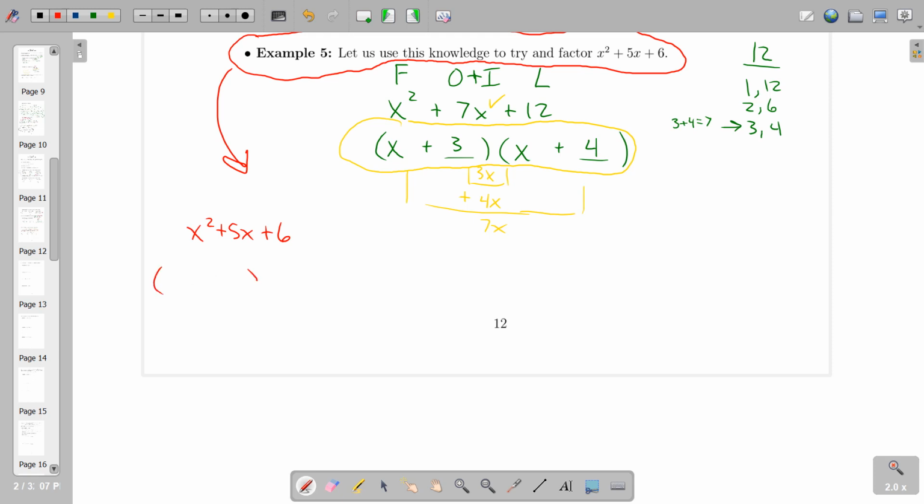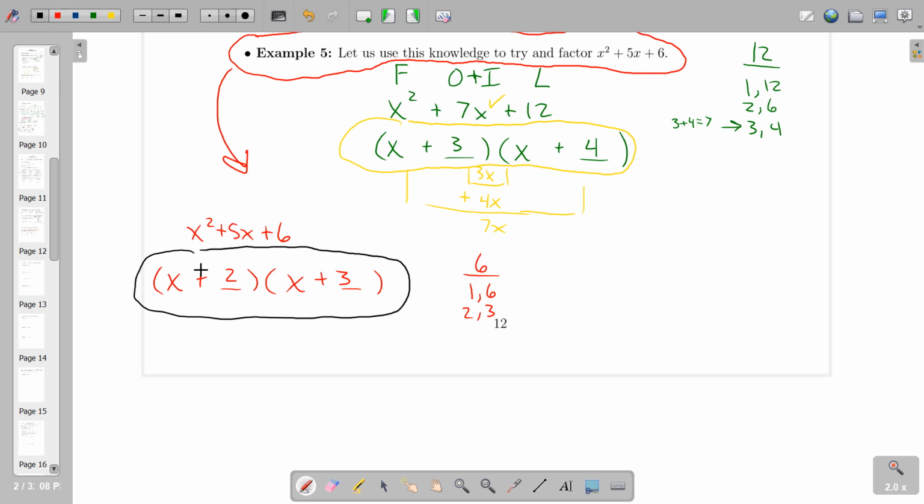So I say to myself, I know I want x and x, because first times first needs to make x squared. I know that last times last has got to make 6, so I have to think about what are the ways to make 6. 1 and 6 and 2 and 3. But clearly 2 and 3 are going to add up to 5x, so that means plus 2 plus 3, and that's got to be my answer.